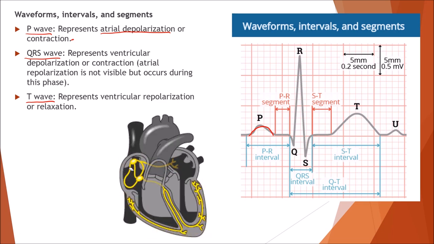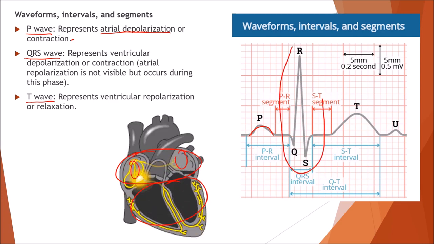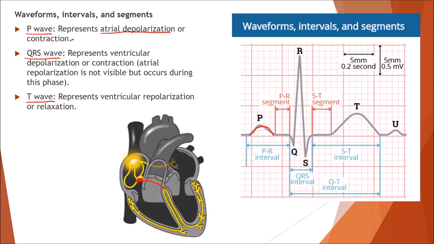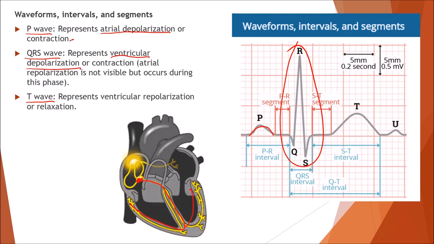Now, if you look at the size of the atria compared to the size of the ventricles, you're going to see that the atria are much smaller than the ventricles, and they also have much less muscle mass. So obviously, when the ventricles contract, we're going to get a much bigger spike, and we call that the QRS complex. So when the AV node sends the signal down through the bundle of His, the left and right bundle branches, and the Purkinje fibers, we get the QRS complex, which is this right here. So again, the QRS complex means ventricular depolarization, or ventricular contraction.